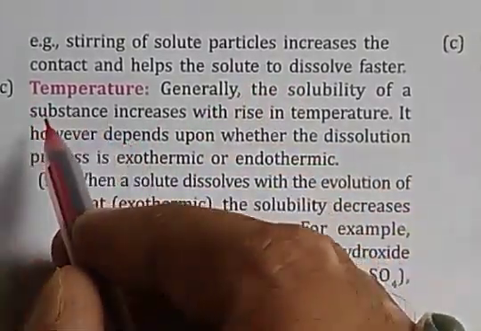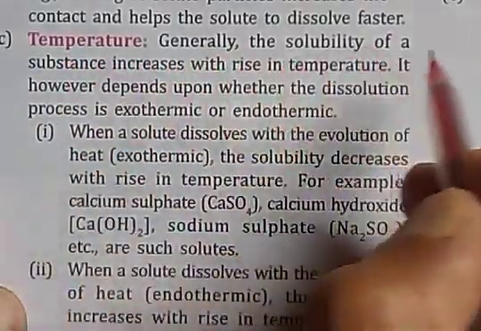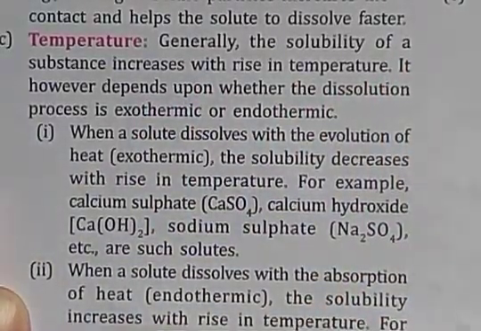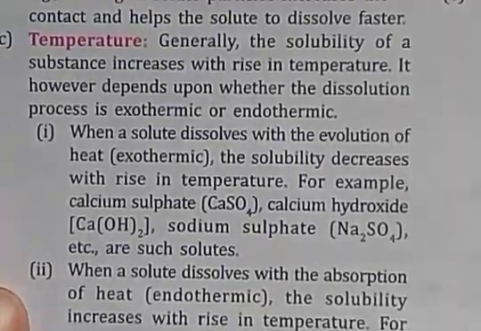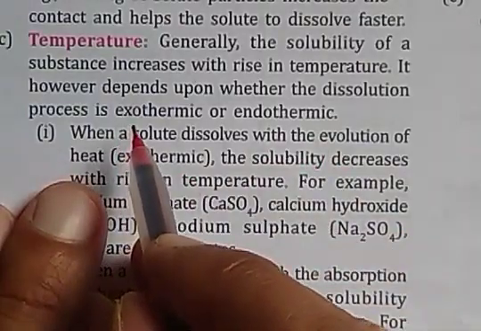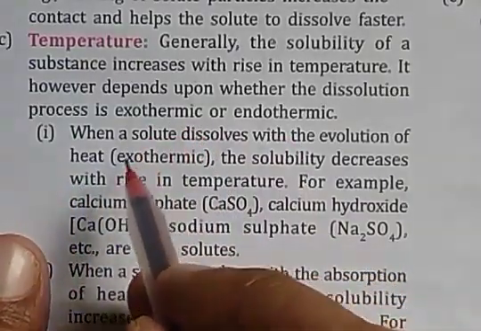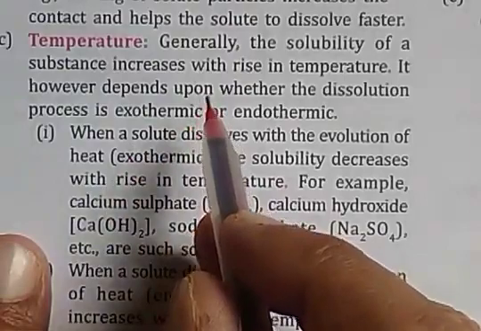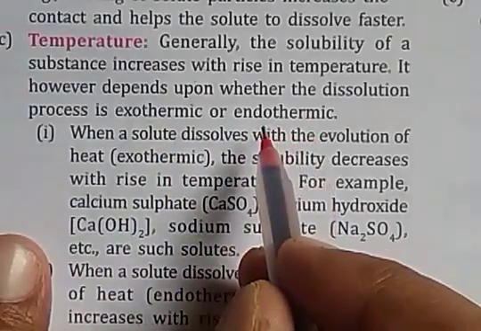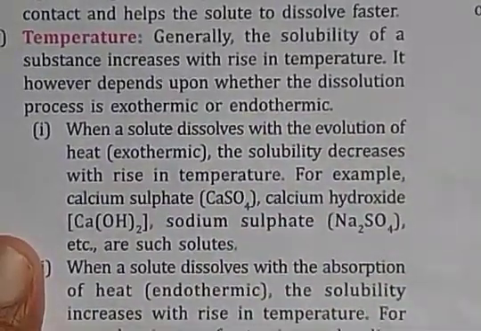Now the third factor that also affects the solubility is the temperature. Generally the solubility of a substance increases with rise in temperature. If the temperature increases, then the solubility of a substance will also increase, but it depends on the two processes, exothermic and endothermic. In an exothermic process, if the temperature increases, then their solubility will decrease. But in the case of an endothermic process, if the temperature increases, then their solubility will also increase.